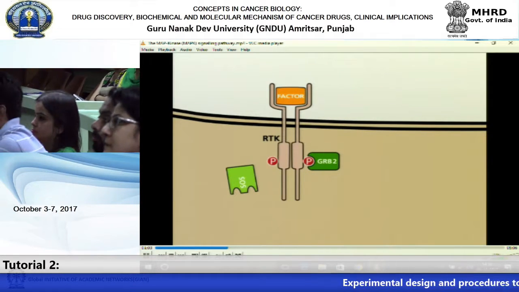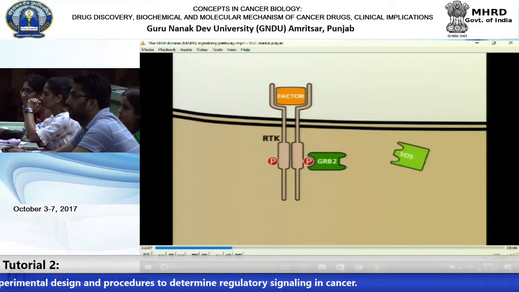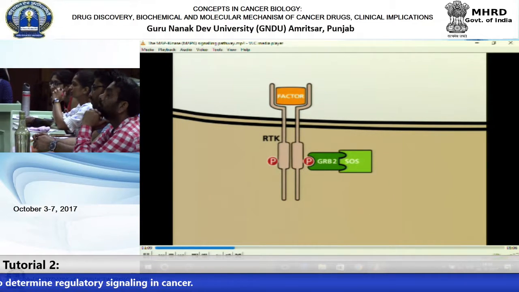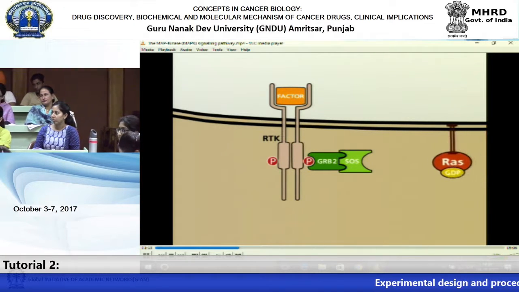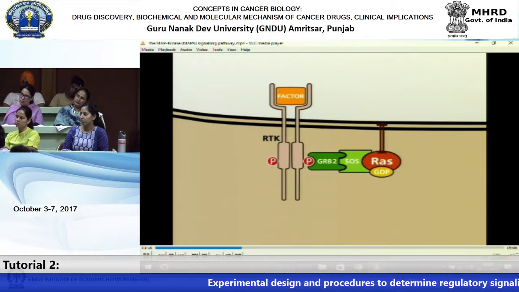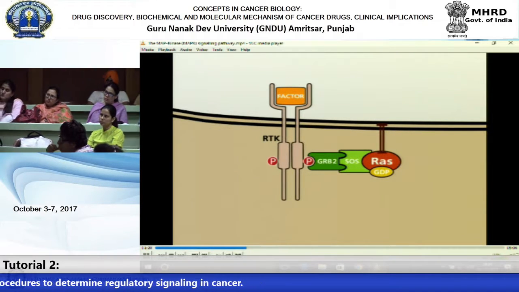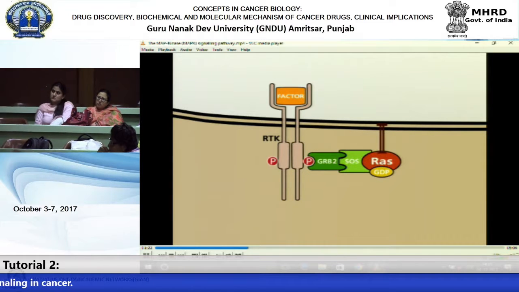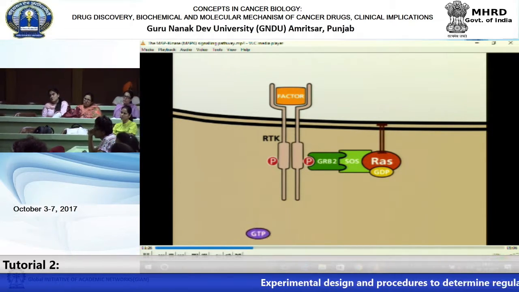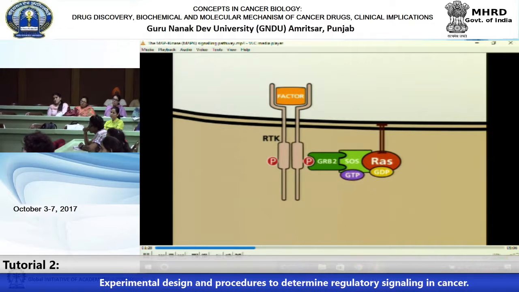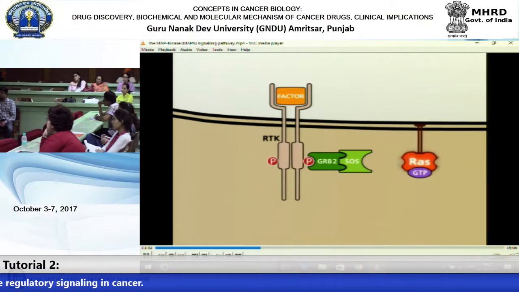The protein SOS, named after its homolog son of sevenless in Drosophila, is able to bind to the membrane-bound protein RAS. Inactive RAS is bound to the nucleotide guanosine diphosphate, GDP. SOS catalyzes the exchange of the RAS-bound GDP against GTP, guanosine triphosphate. This exchange leads to the activation of the RAS protein.